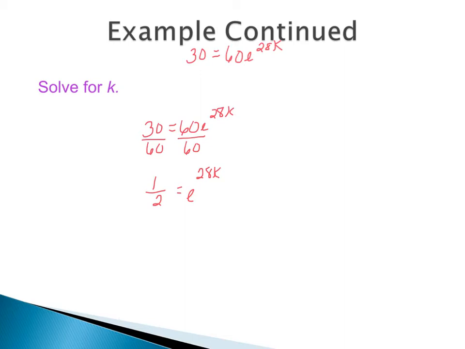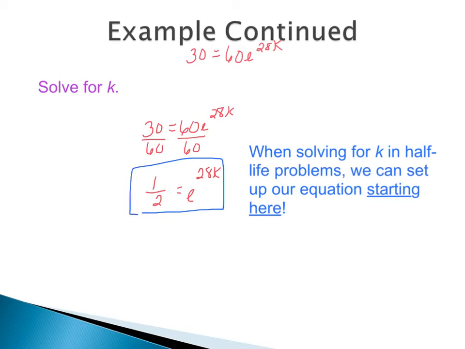So if we look at what we have here, that 1/2 is significant because that comes from that idea of half-life, is that after 28 years, we started off with 60 grams, we took half of it, so we'd be left with half the amount, which was 30. Anytime we're solving for k with half-life problems, we're always going to get this 1/2 here because we're trying to find half of the original amount. So what we could have done is we actually could have started our equation in solving for k right here. So from this point on, if you wanted to start here, that is perfectly fine.